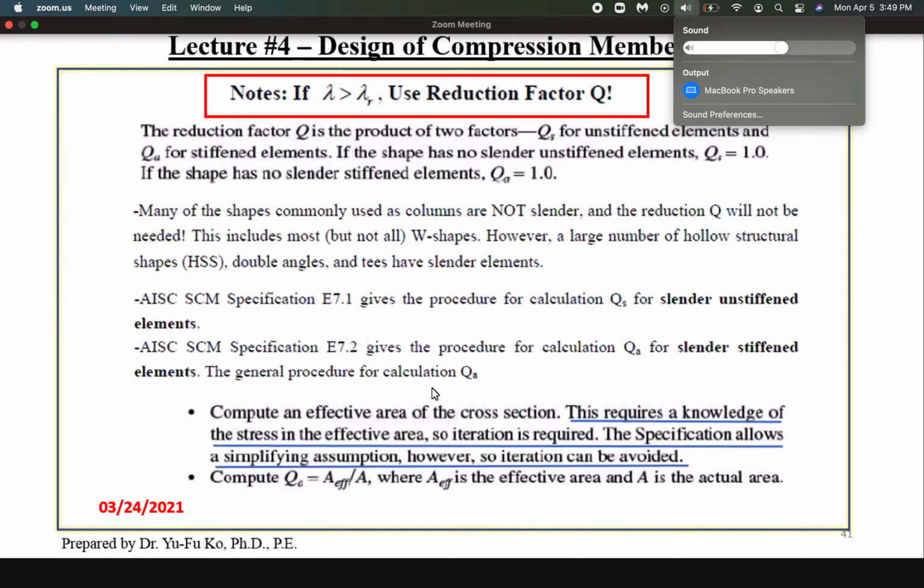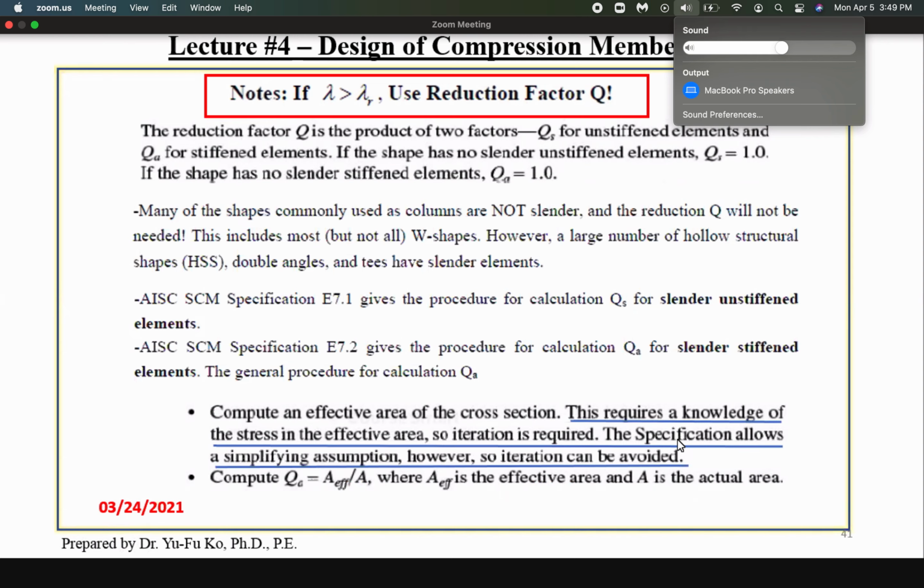The general procedure for calculation of Qa, which is for the slender stiffened elements, is laid out as 2 steps. So you might have to write it down if you wish. Compute the effective area of the cross section. And this requires knowledge of the stresses in the effective area. So iteration is required. But the specification gives you a simplified assumption, so iteration can be avoided.